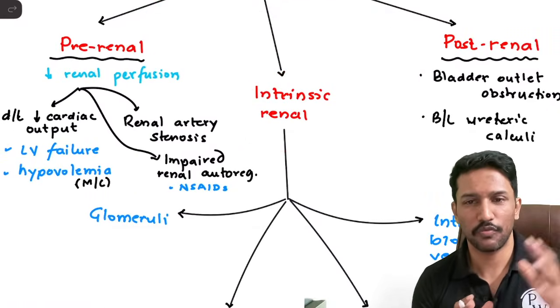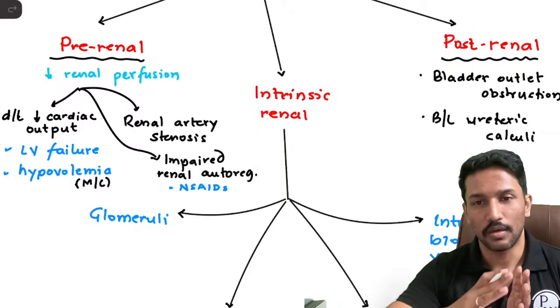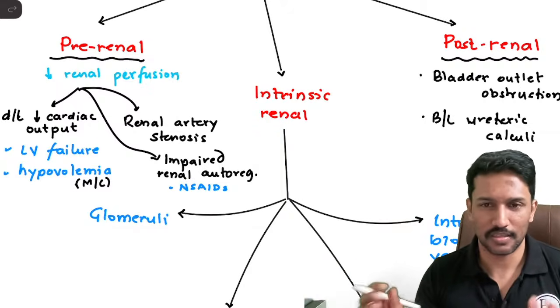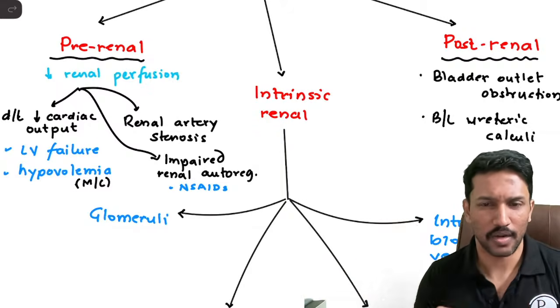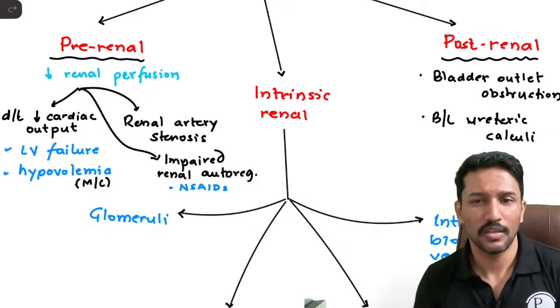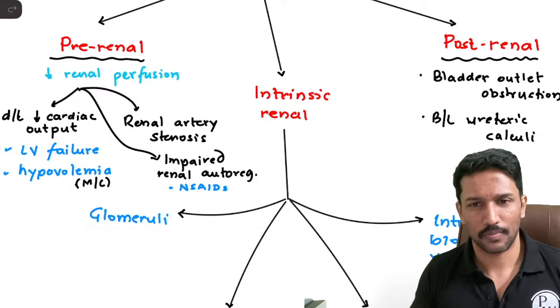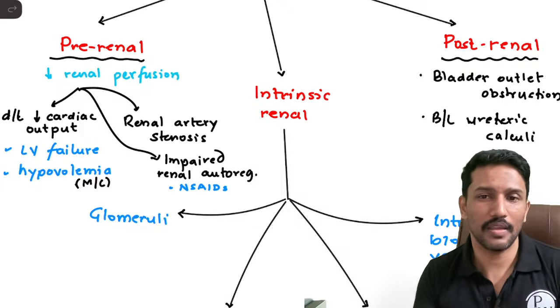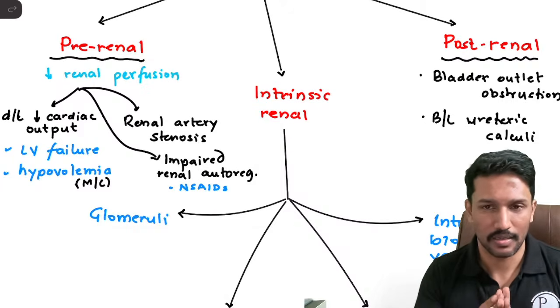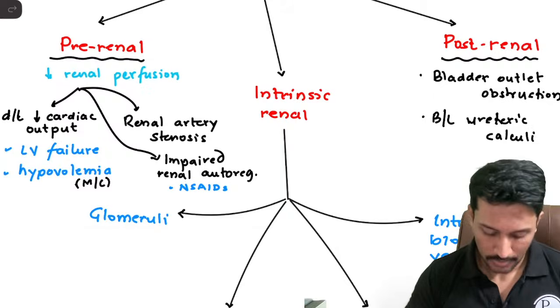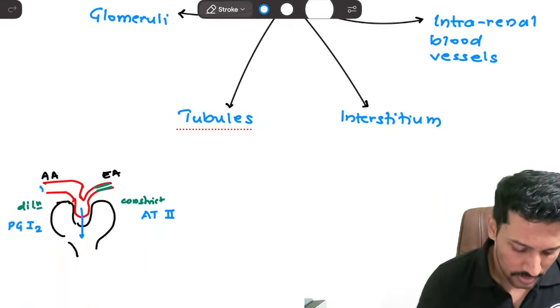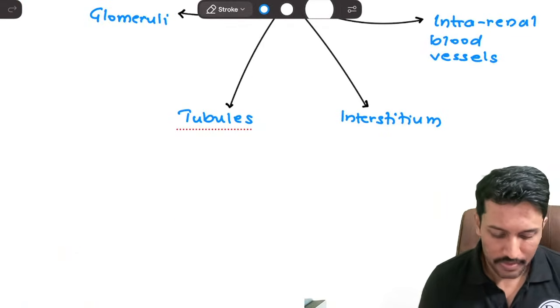Now let us say the blood flow to the kidney is fine. The outflow of urine from the kidney is undisturbed. The ureters, bladder outlet, urethra, external penile meatus, everything is fine. Still, you may get AKI if things are wrong inside the kidney. What can go wrong inside the kidney? So when we look inside the kidney, there are several structures which can be affected by diseases.